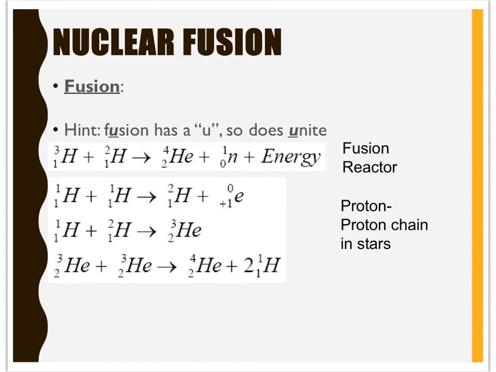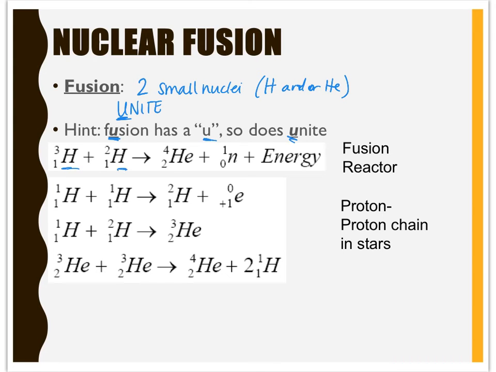For fusion, fusion is when 2 small nuclei, and it's usually going to be hydrogen and or helium, because those are the smallest elements, unite. So fusion has a U, and so does unite. So when they fuse together, they come together.